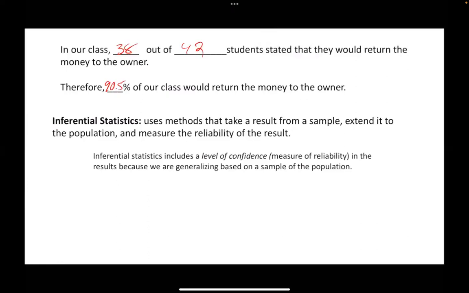You've seen this probably in polling for presidents or any elections where it says like 38% vote for this person, plus or minus 3%. That is making, and we're inferring based on a sample, and that would be our margin of error. Okay.